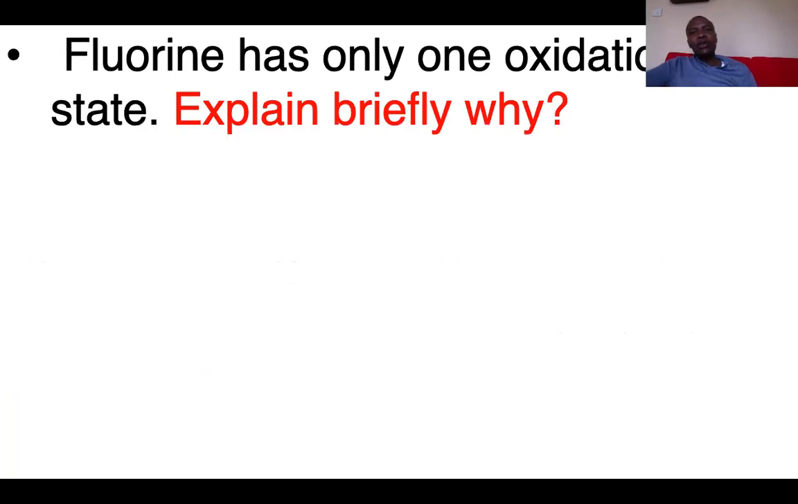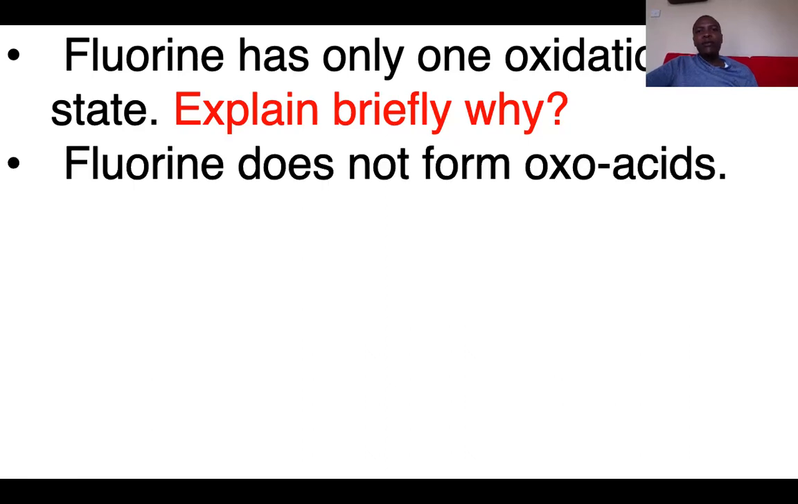Fluorine has only one oxidation state. We've already talked about that. To test you, explain briefly why. I think you remember the electron configuration. How different is fluorine from other elements? Use that information and try to explain to yourself. I started with that statement when I was talking about fluorine in particular. Fluorine does not form oxoacids. It has only one acid, and that is HF. These oxoacids, which have oxygen in them, it doesn't form them. So it is special.